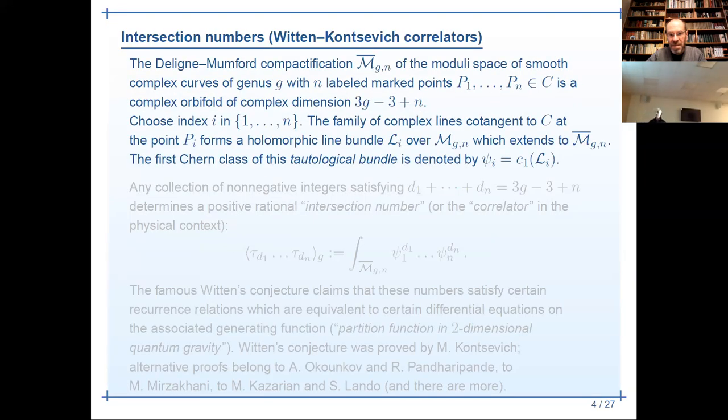So I start more or less where Dimas Wonkin stopped. My plan for today is the following. I will recall the definition of intersection numbers of psi classes and will show several examples of their applications to industry, if you wish. So the industry would be counting problems.